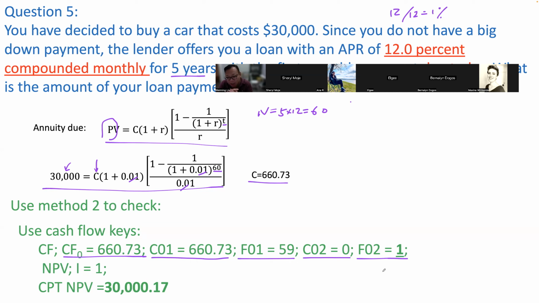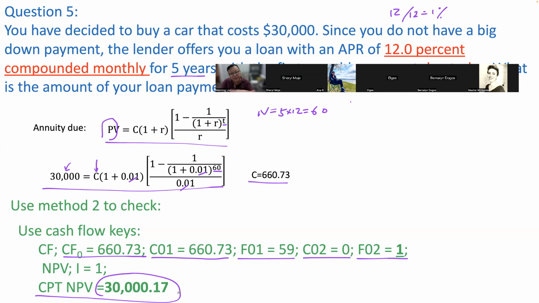Anna, you are asking the question, why is it 1? I don't think it makes any difference if you enter 1 or 10 or 100, but you cannot enter 0. If you enter 0, it will tell you there's an error, okay? And then make sure I equals 1%. When I calculate the net present value, it's $30,000.17, okay? So that's the $30,000. That means my calculation is correct.